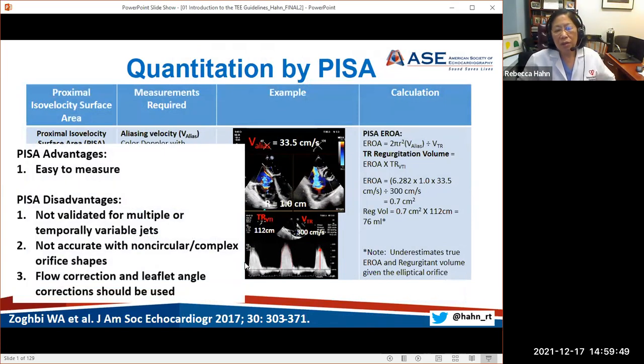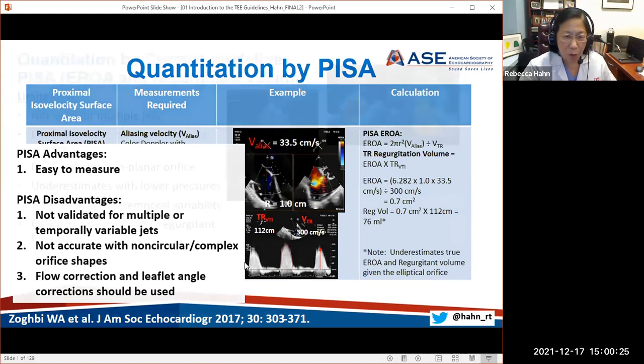And the benefit is that it's easier to measure, but the disadvantage is that it's not been validated for multiple or temporally variable jets, which occurs quite often with tricuspid regurgitation. It's not accurate with non-circular or complex orifice shapes. So obviously, if it's a slit-like orifice, it thinks it's a circle, and it's going to really underestimate the severity. And then lots of correction factors have been suggested, one of those being the leaflet angle. So remember, with tethered leaflets, you're going to have a smaller radius than you would if those leaflets were actually flat. And therefore you're going to underestimate.